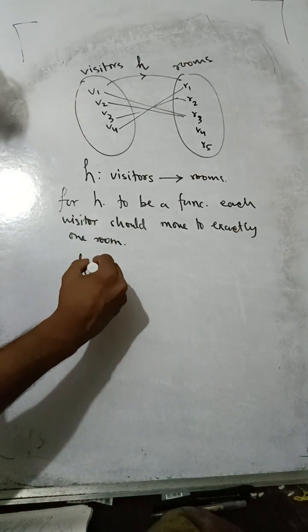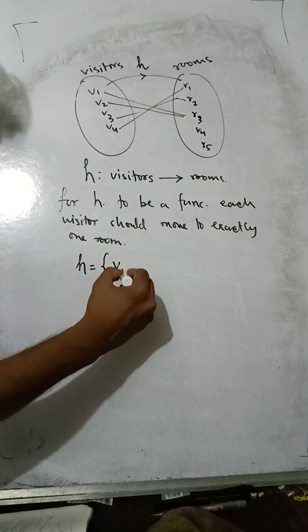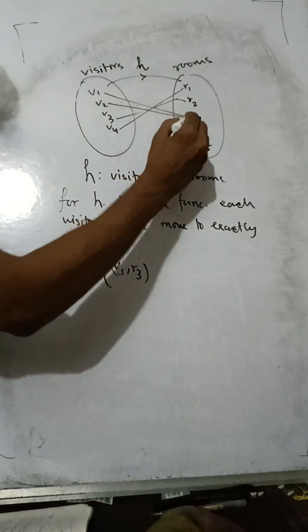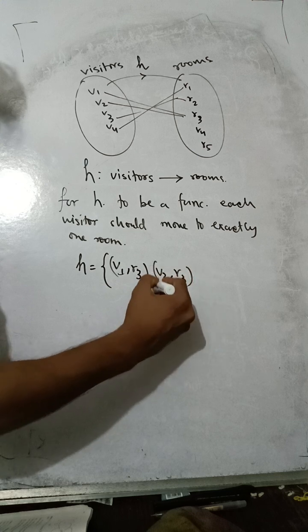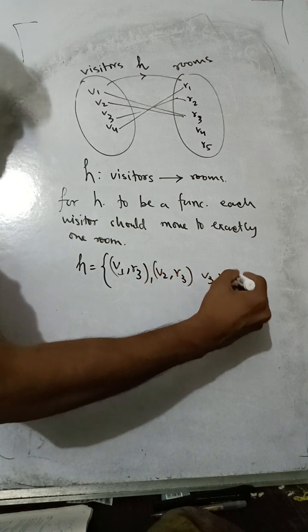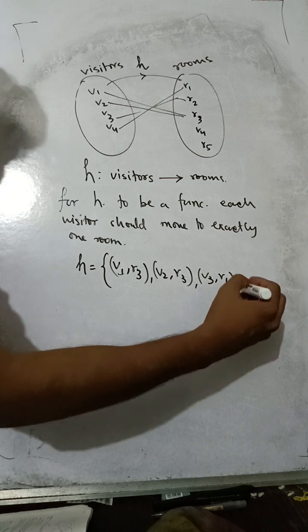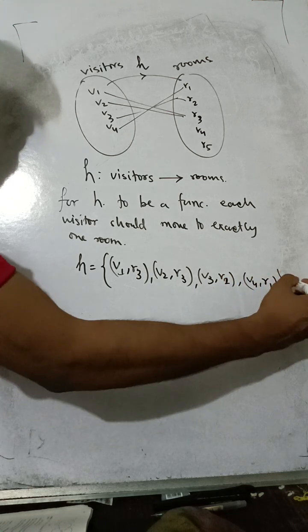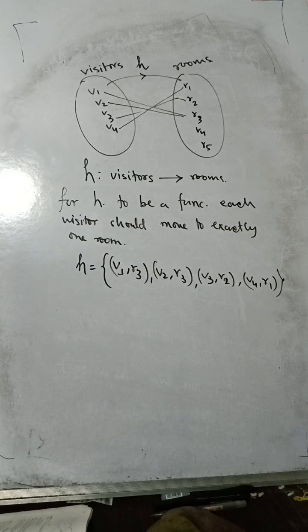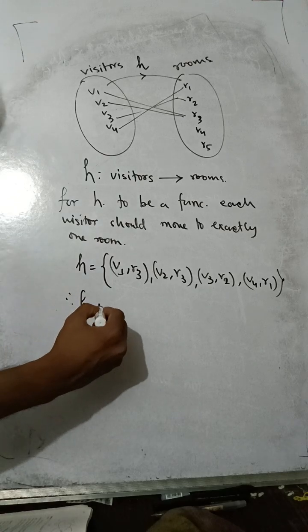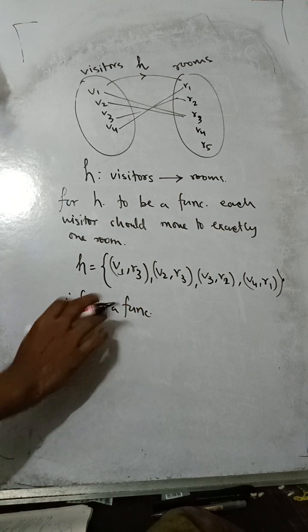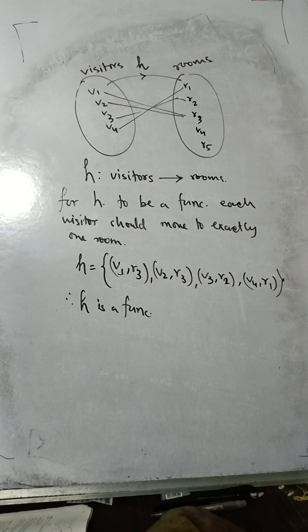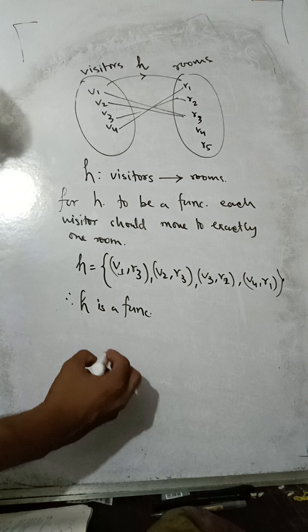Suppose h has these ordered pairs: (v1, r3), (v2, r3), (v3, r2), and (v4, r1). So we have four ordered pairs, and this is h. Therefore h is a function. It is definitely a relation and it is also a function. Why is it a function? Because everyone in the domain is moving into exactly one room. Okay, so suppose we have another case.